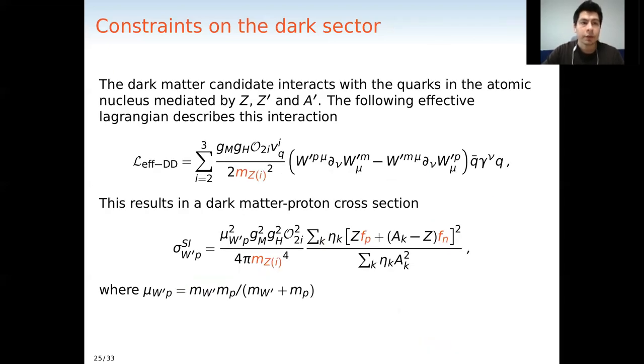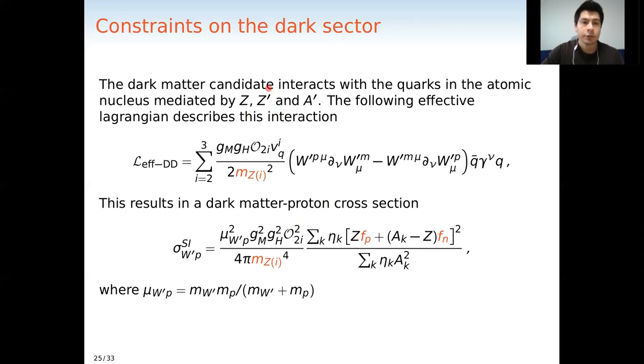And of course, we have the limits on direct detection of dark matter, and they are given by the interaction between dark matter and the quarks in the atomic nucleus. In this case, all the processes are mediated by C, C prime, and the dark photon. We can write the following effective Lagrangian, where we have integrated out the mediator, and we have this expression. This goes as 1 over the mass squared of the mediator, so this is going to be suppressed for the heavier mediator, mostly for the C. This is going to result in a dark matter proton cross-section that is given by this expression.